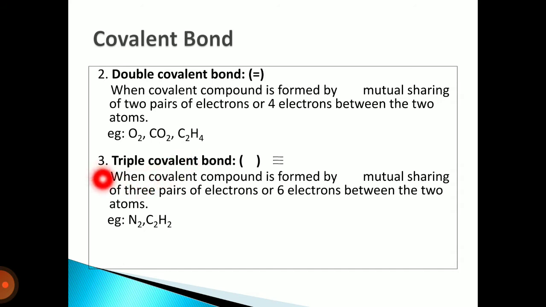The third type of covalent bond is the triple covalent bond, represented as a triple dash. When a covalent compound is formed by mutual sharing of three pairs of electrons, or six electrons, between the two combining atoms, then the bond formed is called a triple covalent bond. Examples of triple covalent bonded compounds are the nitrogen molecule and the acetylene molecule. Nitrogen is N≡N, and in the acetylene molecule there is a triple covalent bond between the two carbon atoms, that is C≡C.